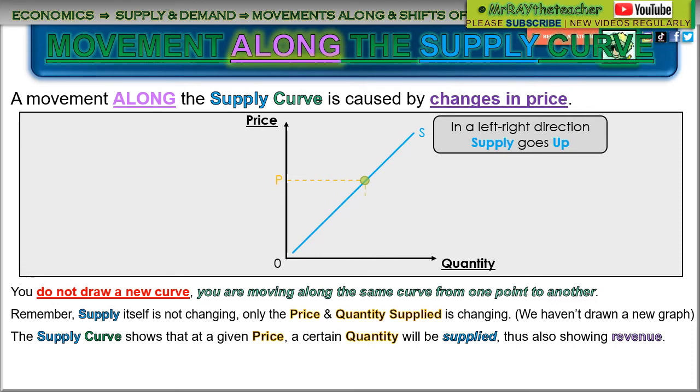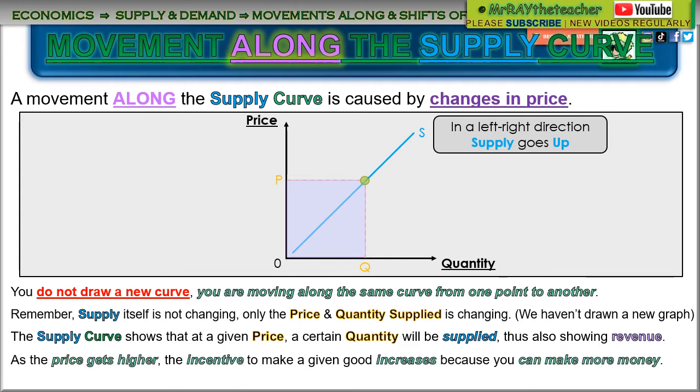So at that price, this quantity will be demanded. And that purple box is how much you make. And as the price gets higher, the incentive to make a good increases because you can make more money. Remember, if you're running a business, more likely than not, you are not a charity. You're a business. And if you're too charitable, you'll go broke. And if you go broke, not good. Bankruptcy, potentially.